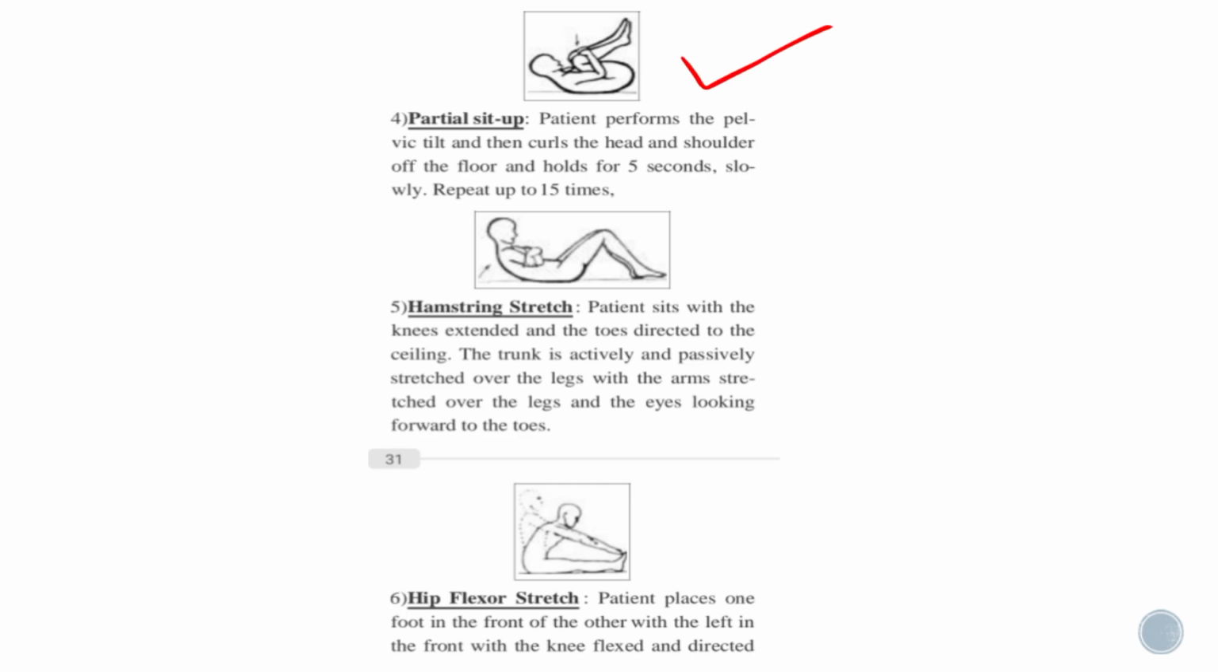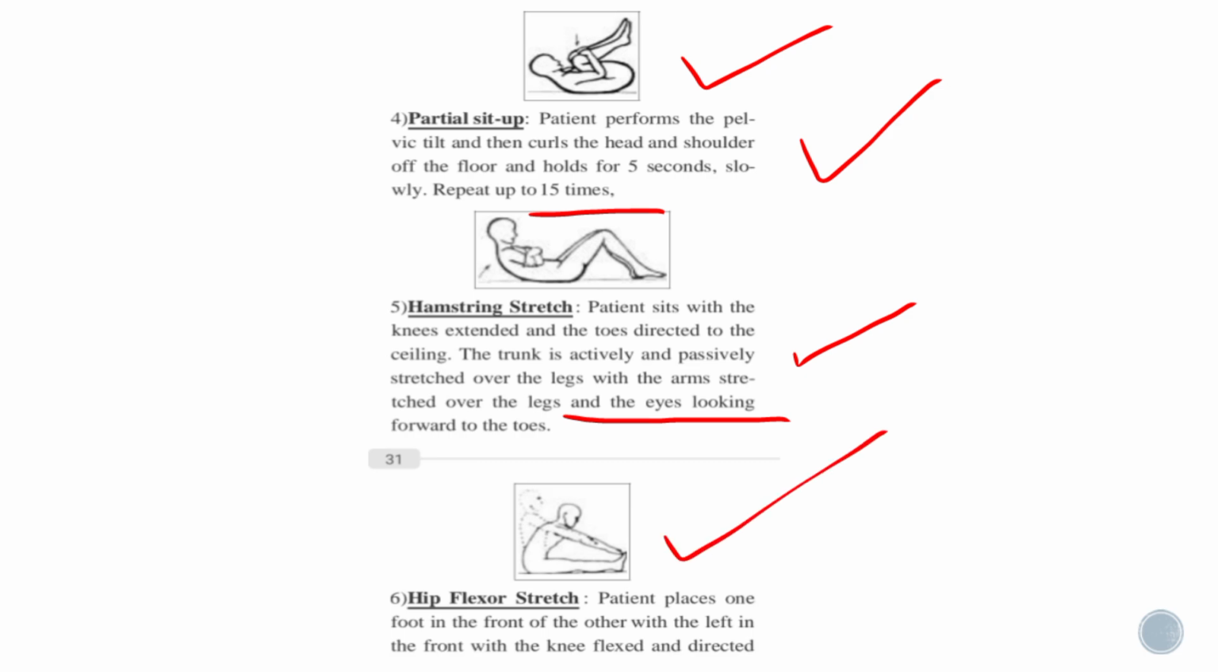Partial sit-up. In this case, the patient performs the pelvic tilt and then curls the head and shoulders off the floor. Hold for 5 seconds. Do it 15 times. Hamstring stretch. The patient sits with the knee extended and the toes directed to the ceiling. The trunk is actively and passively stretched over the legs, with the arms stretched over the legs and the eyes looking forward to the toes. Here there is stretching of the hamstring.